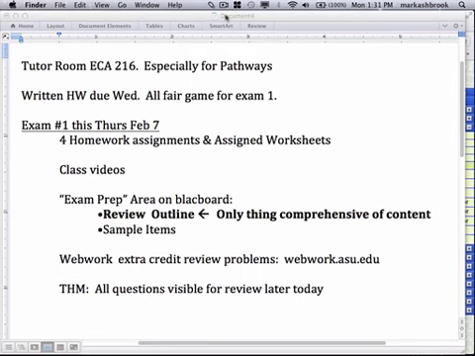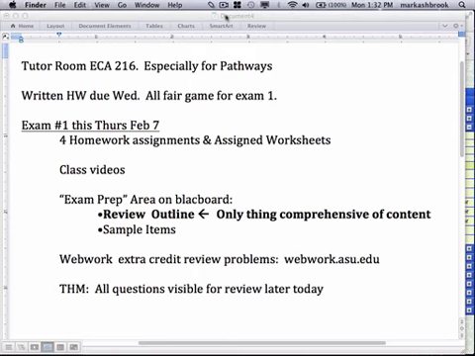So what's that review outline? Sample items pertain to the content on the exam, just to give you some idea of what the exam is like. You've got all these WebWork problems. You can work on those at webwork.asu.edu for some bonus on your exam.